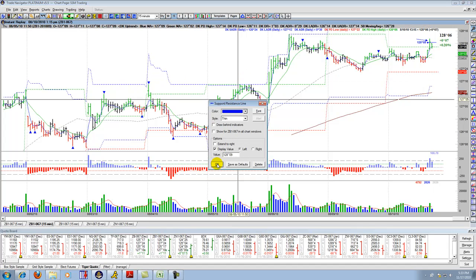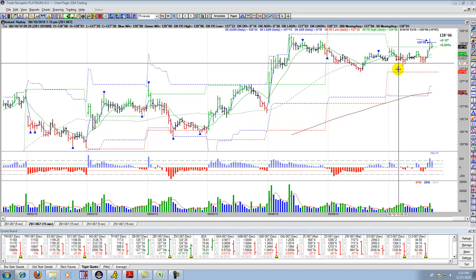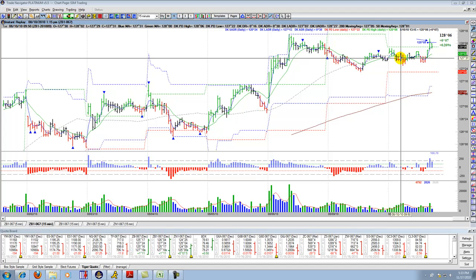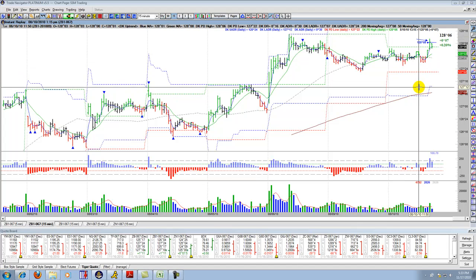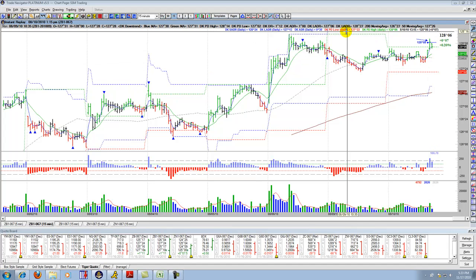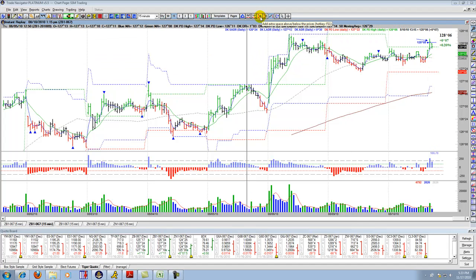Let me actually change that color scheme as well. Now we use the orange for our TCB trading strategy, but when I'm playing around with this, I like to see it in blue. It's easier to see all the numbers and so forth. So this is what we know, right? This is what we know.